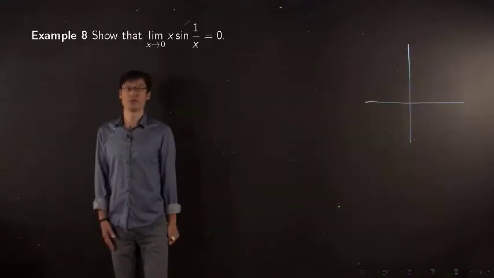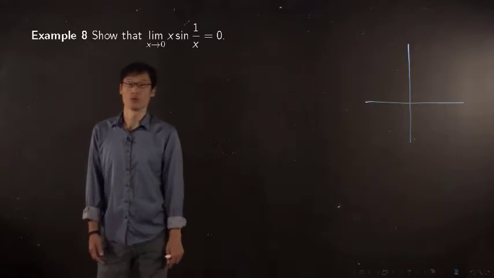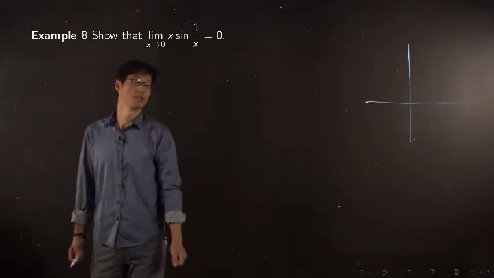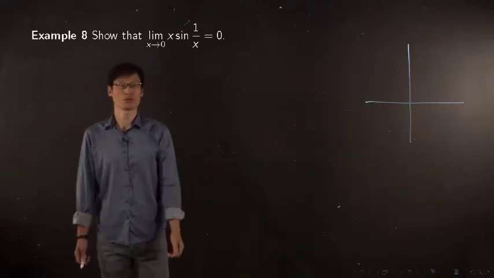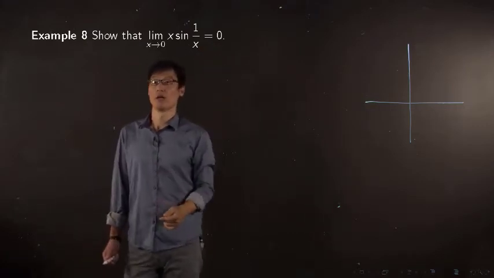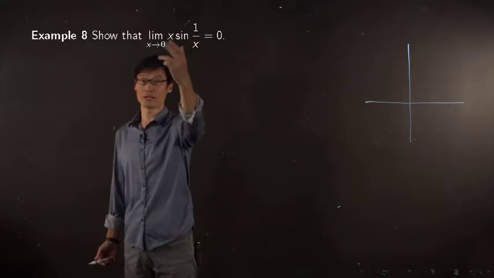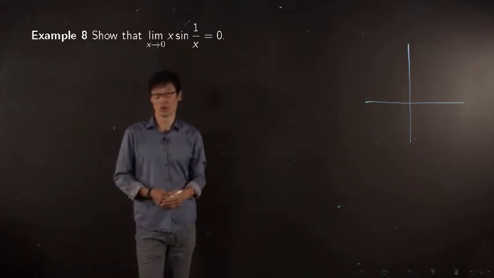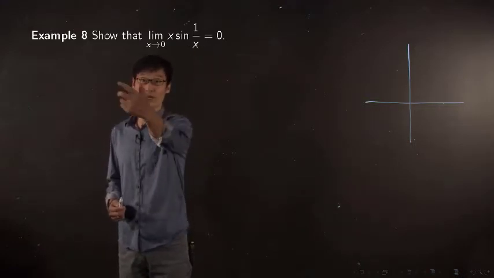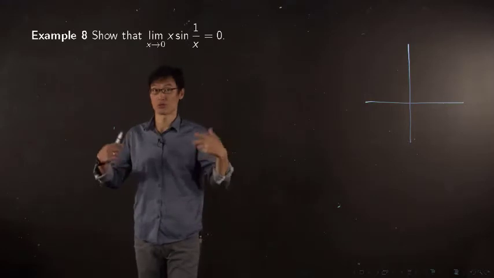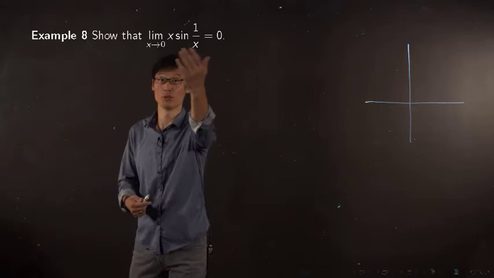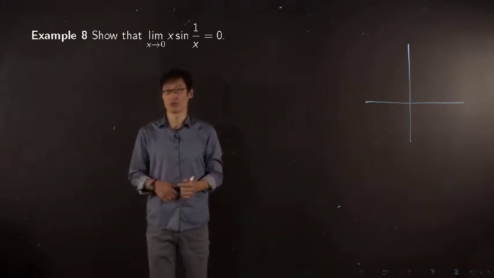All right, the last example is quite an advanced one. We want to use the squeeze theorem to show that this limit is 0. This is a product of two functions, x and sine of 1 over x. When x approaches 0, this first term x is quite close to 0. What about this sine of 1 over x? Well, when x is near 0, 1 over x is a huge number, so it's quite difficult to guess the limit of this product. So we want to use the squeeze theorem.